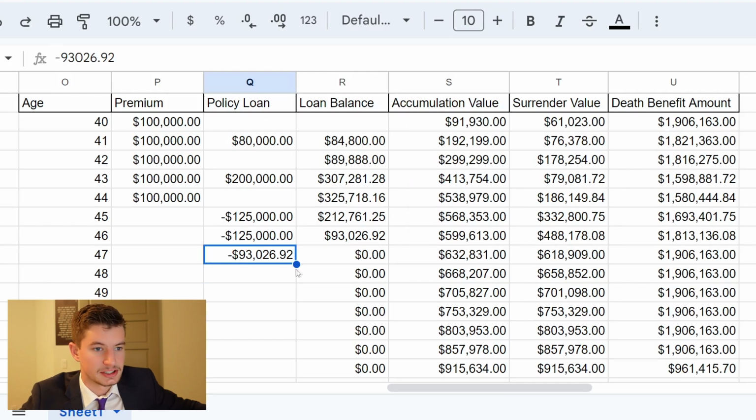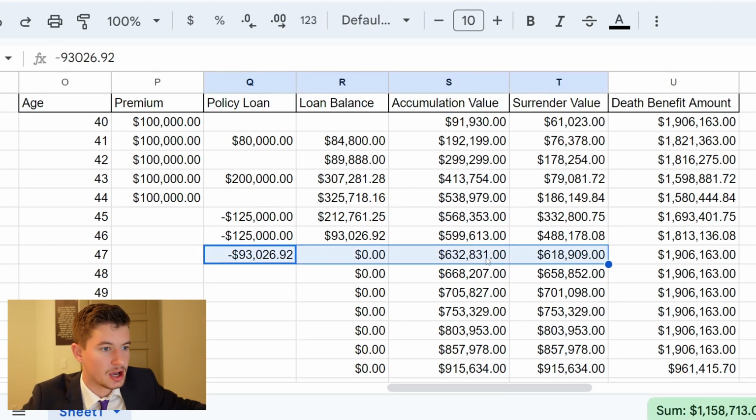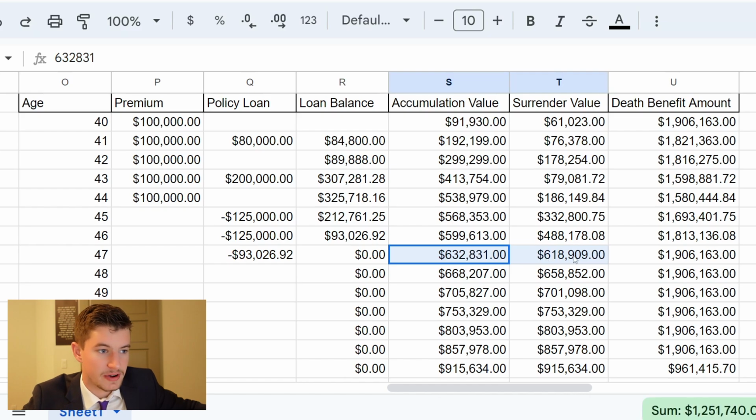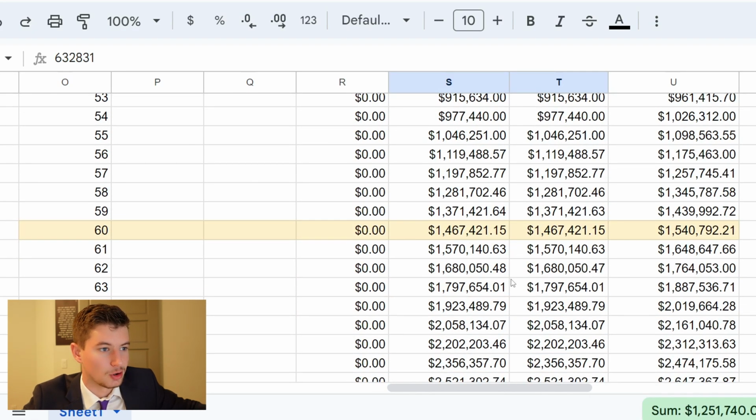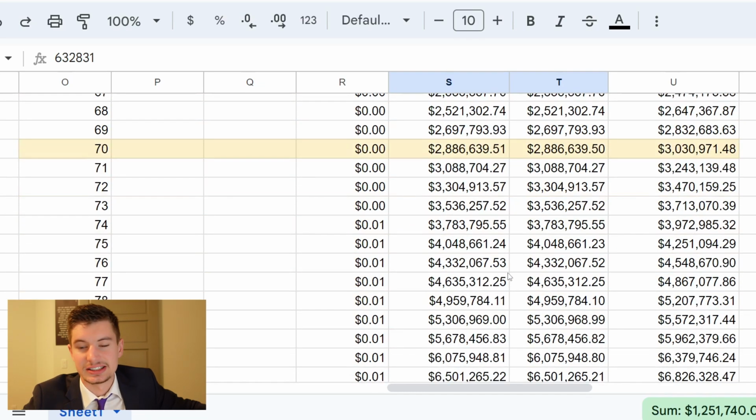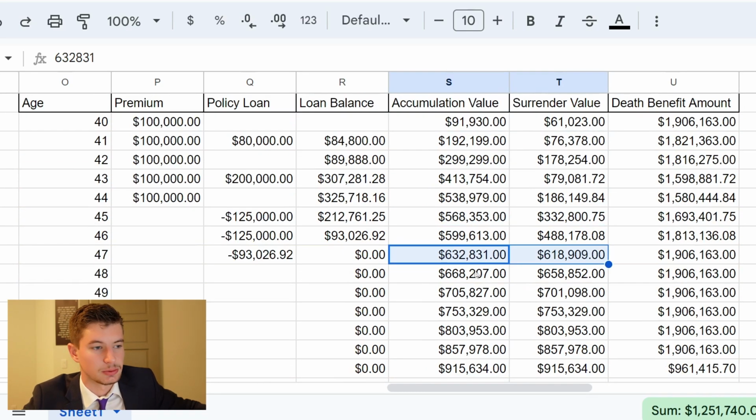Now what's great about this is if you never wanted to touch this money again at this point, when you fully paid it back, you've got this full accumulation and surrender value. You could let this grow forever. For example, if we just let it grow, we never took any more loans, it's going to continue to, and then we could of course access it when we want to.